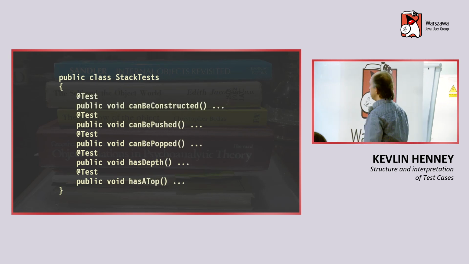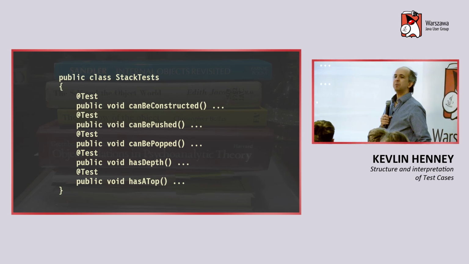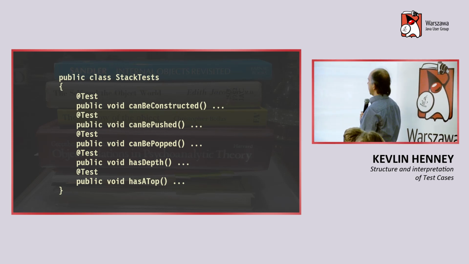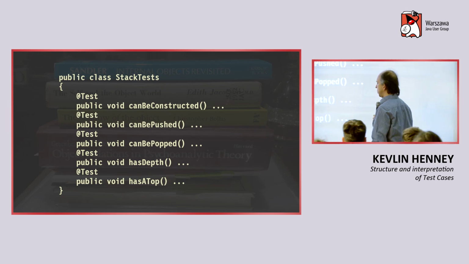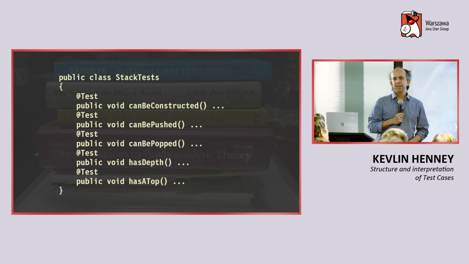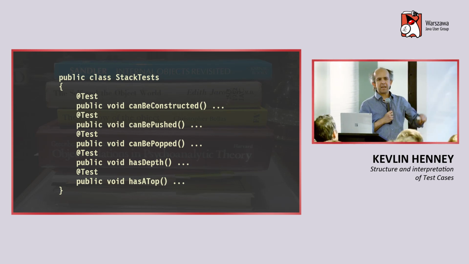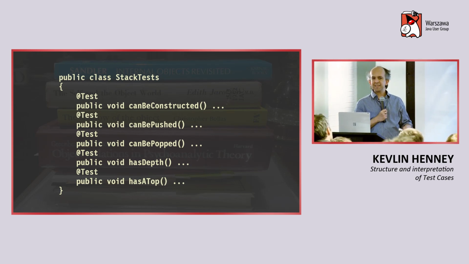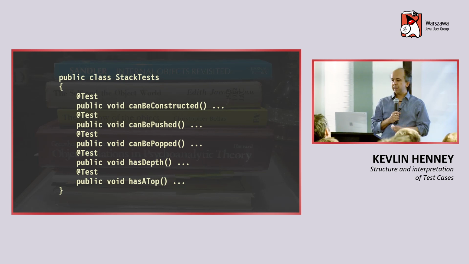So, there we go. Sometimes people will then say, I see what you mean, Kevlin. Can be constructed, can be pushed, can be popped, has depth, has a top. Well, this is also a bit of a test naming smell, because what you've just done is exactly what we had before, but you've just used the word can and has instead, and it makes it sound better, but actually it's exactly the same.